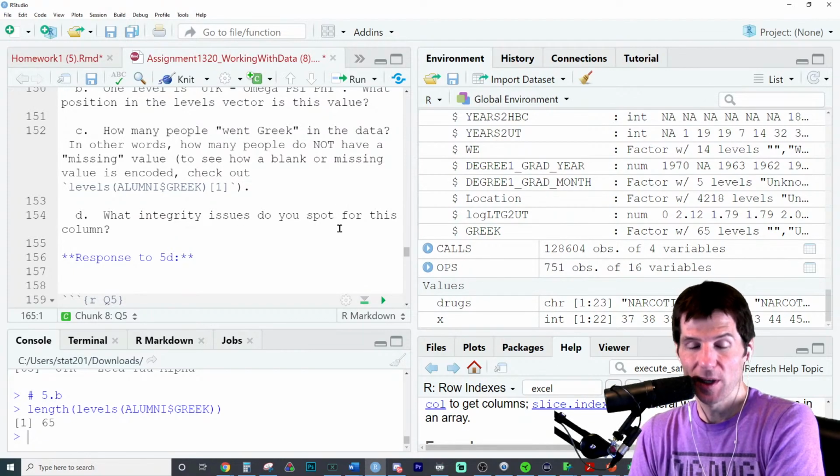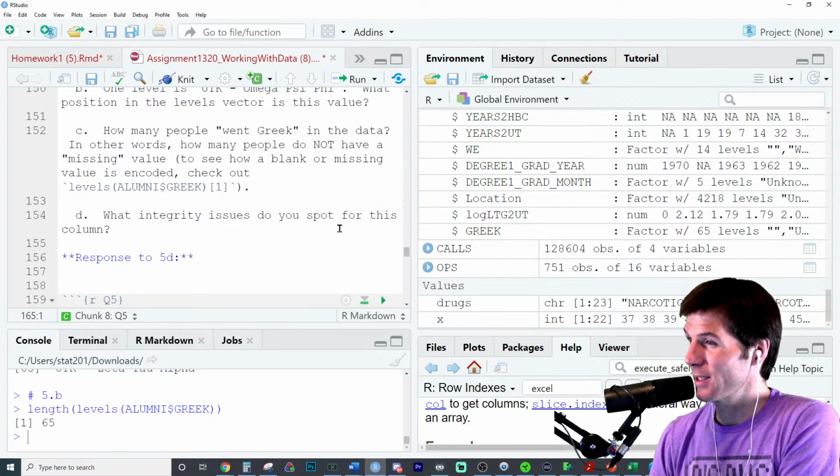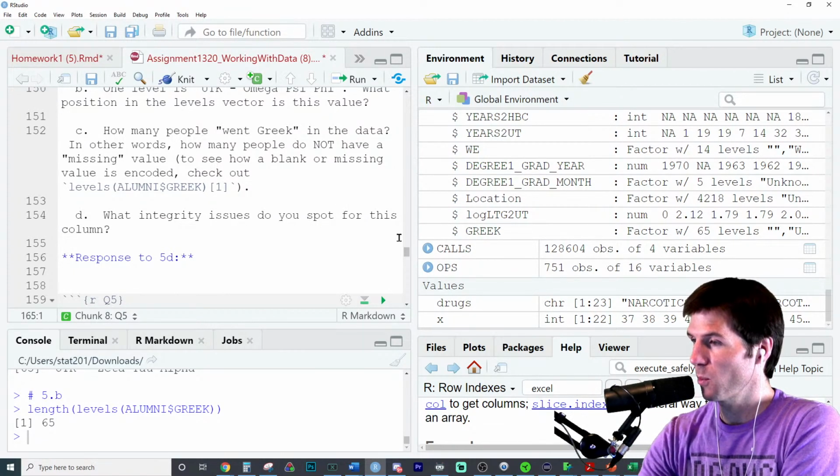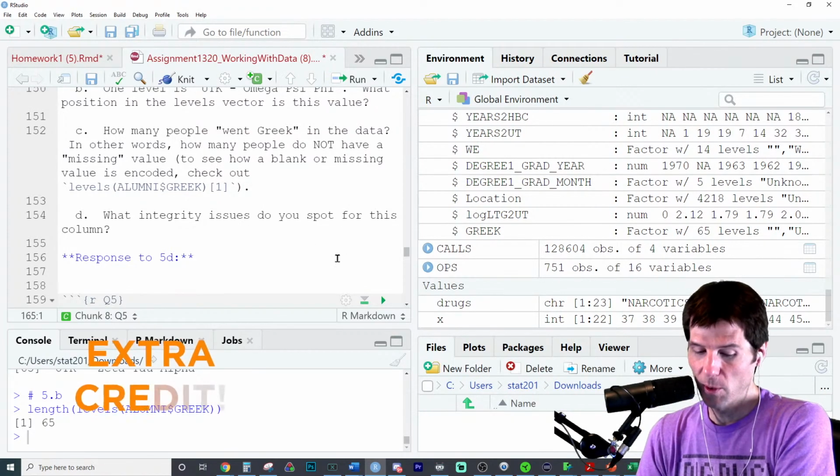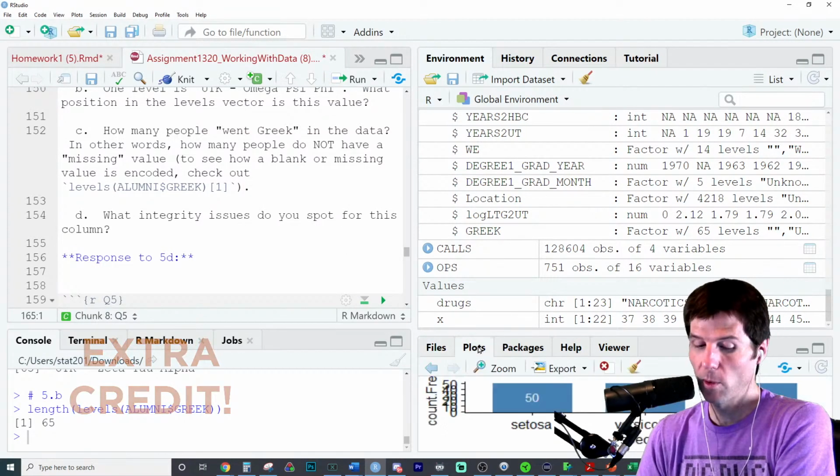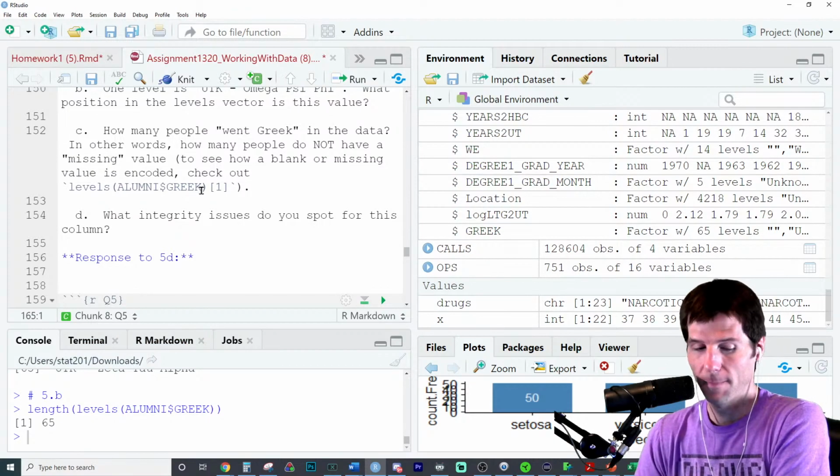So how many people went Greek in the data? This goes back to a lot of, I might skip this one here. Categorical, Reed, thank you so much. Reed, 100 points. It's categorical right there, with different sorts of responses.